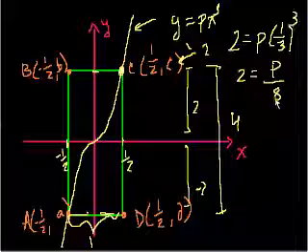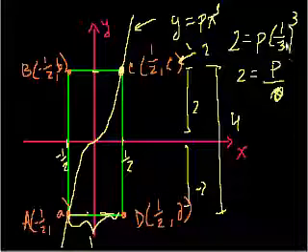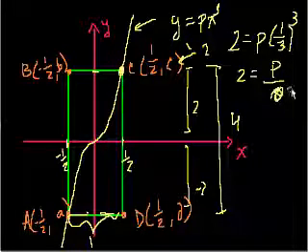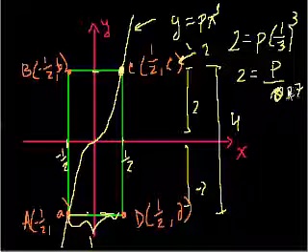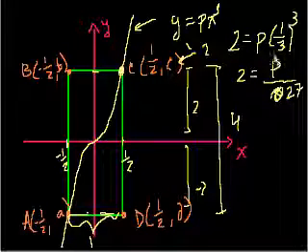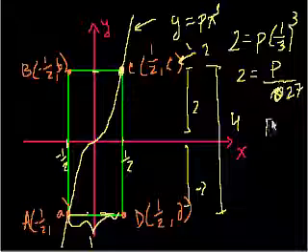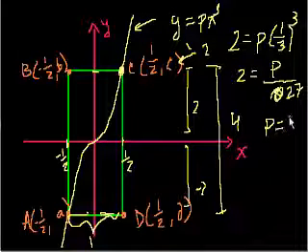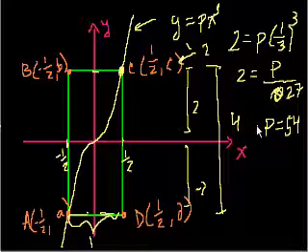1/3 cubed. Oh, sorry, I can't do math. I did 1/2 cubed over. 1/3 cubed is 27. Yeah, right, 27. 3 squared, 9, 27. So p, multiply both sides by 27, is equal to 54.